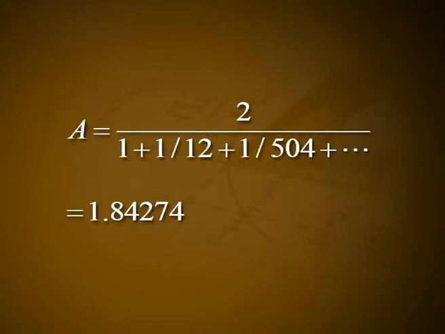gives A = 2 divided by (1 + 1/12 + 1/504 + etc.), that is equal to 1.84274. We now describe the finite difference method.